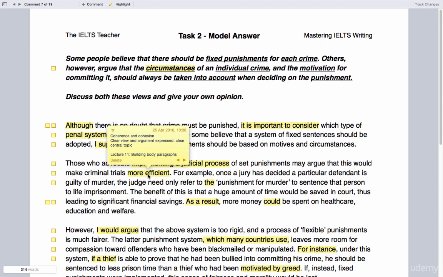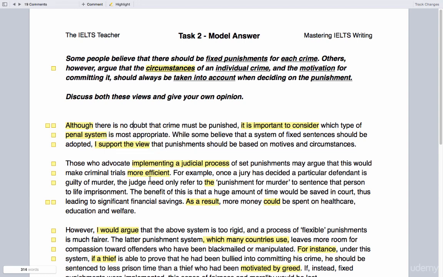And with more efficient, we're immediately presenting a clear central topic and a nice topic sentence, so a clear view and argument expressed, which is essential for coherence and cohesion. And you can learn about this in Lecture 11, Building Body Paragraphs.